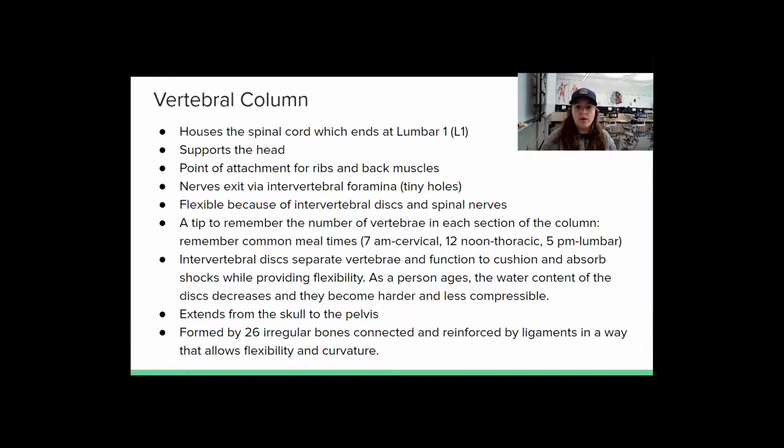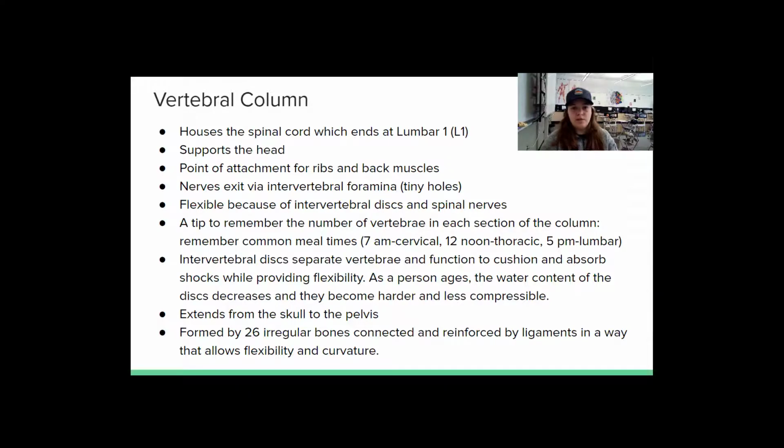And we're going to be going over characteristics of each of these different types of vertebrae because they have slightly different anatomical features. And like I said before, intervertebral discs are going to separate the vertebrae, and they function to cushion and absorb shock while providing flexibility as well. But as a person ages, the water content in these intervertebral discs decreases, and they become harder and less compressible, which leaves the person vulnerable to compression fractures or slipped discs, if you've ever heard of those.